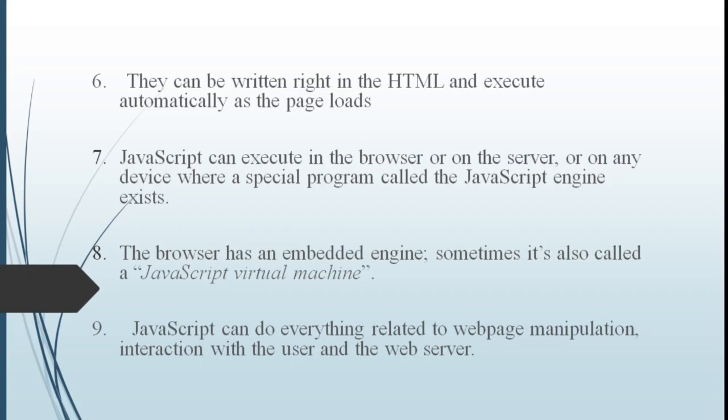JavaScript can execute in a browser or on a server or any device where a special program called JavaScript engine exists. These engines are sometimes called as JVMs, JavaScript Virtual Machine. JavaScript allows us to do related web page manipulations, and interact with the user and the web server.